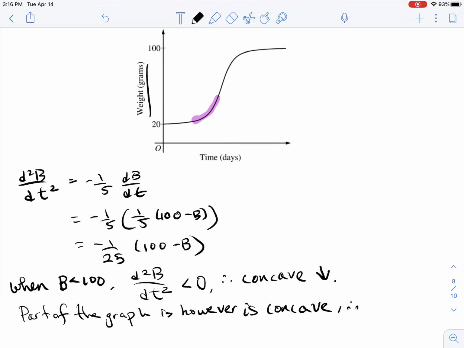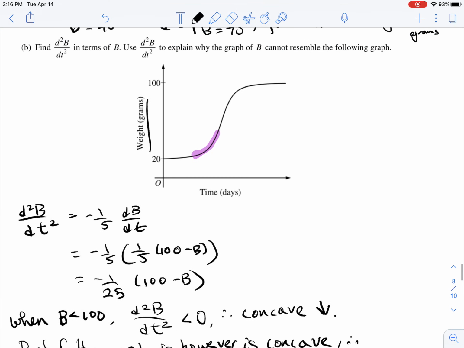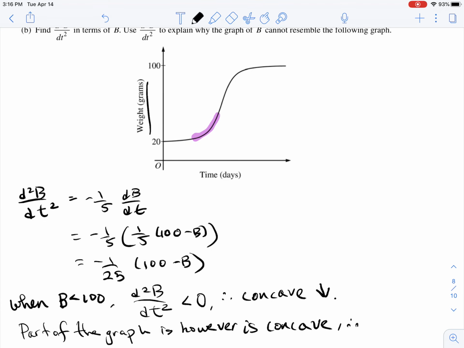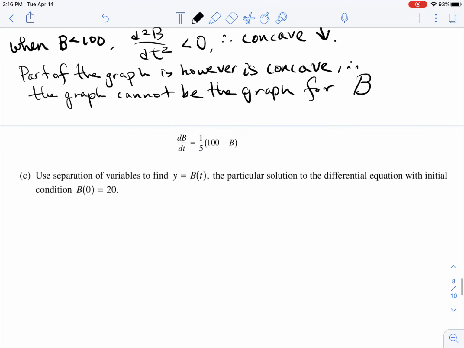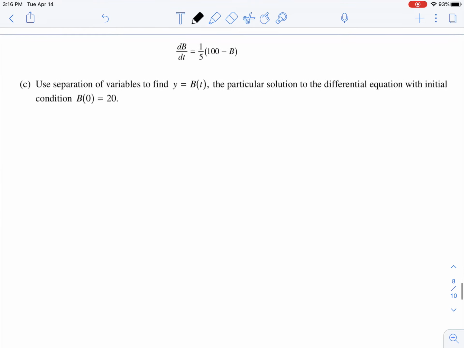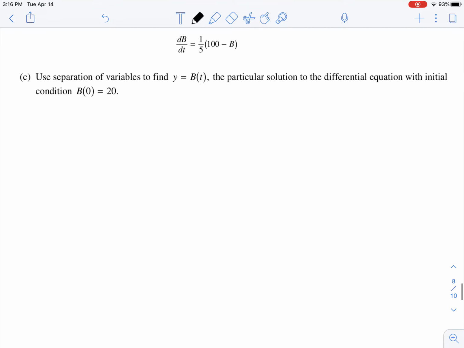Therefore, the following graph, or let's just say the graph, cannot be the graph for B, okay, for equation B. All right. Now, our final part here is the part that everyone should have seen coming.